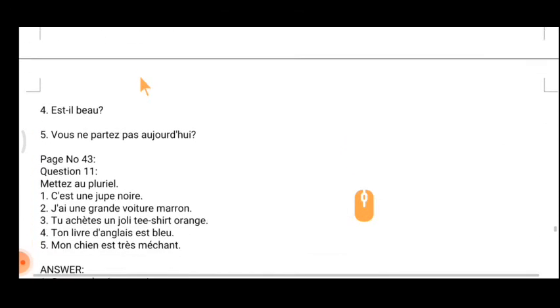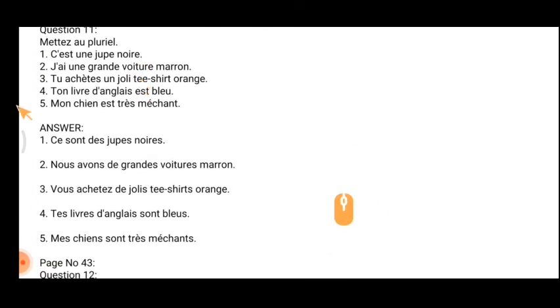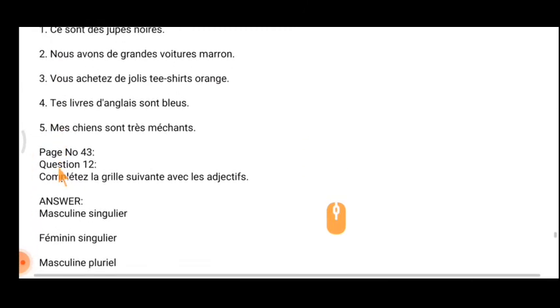So what else is there in this lesson? So mettez au pluriel. C'est une jupe noire, ce sont des jupes noires. So you must know the singular form and the plural form. Je is singular and nous is plural. Tu is singular and vous is plural. Il is singular and ils is plural. So like that you can complete this exercise.